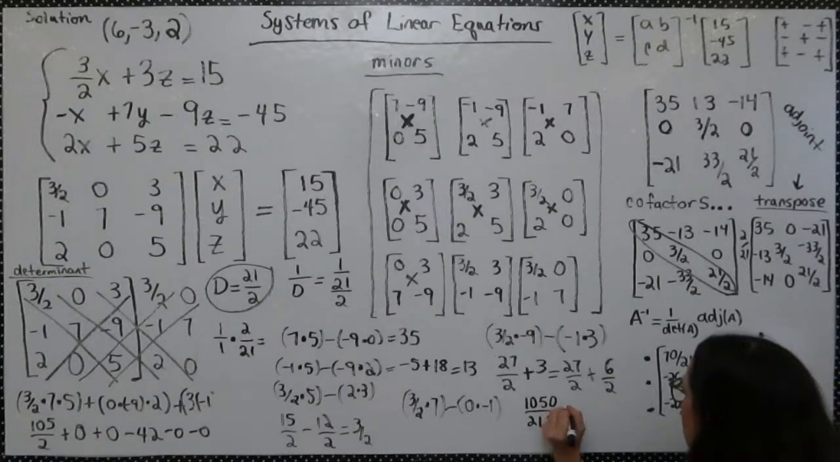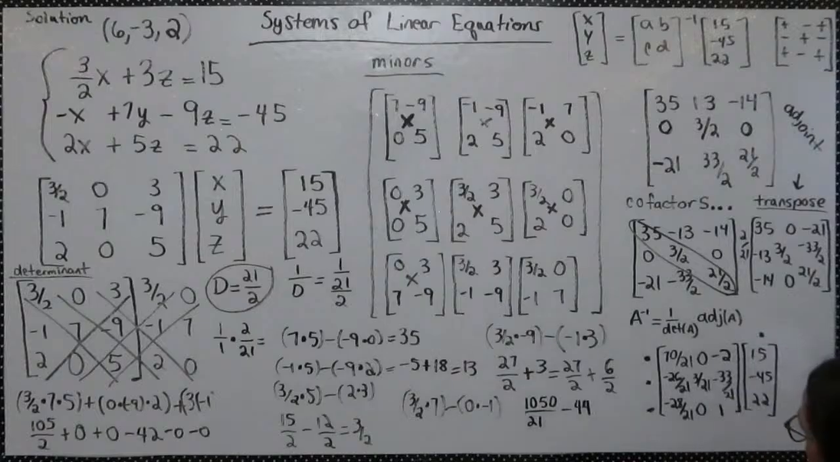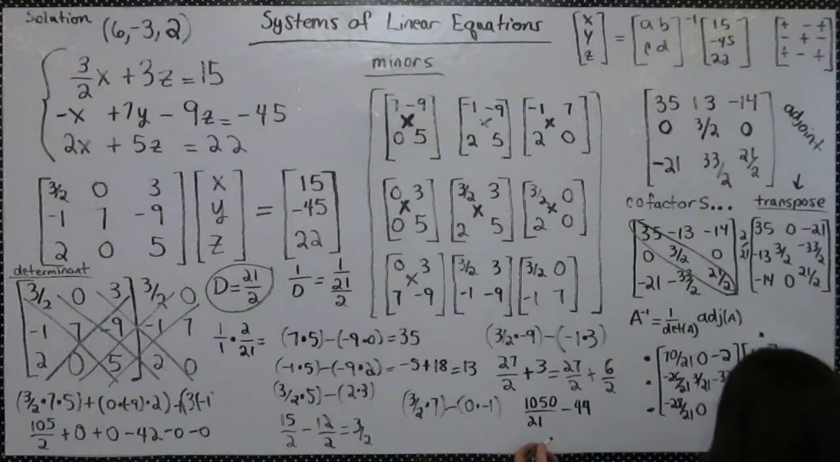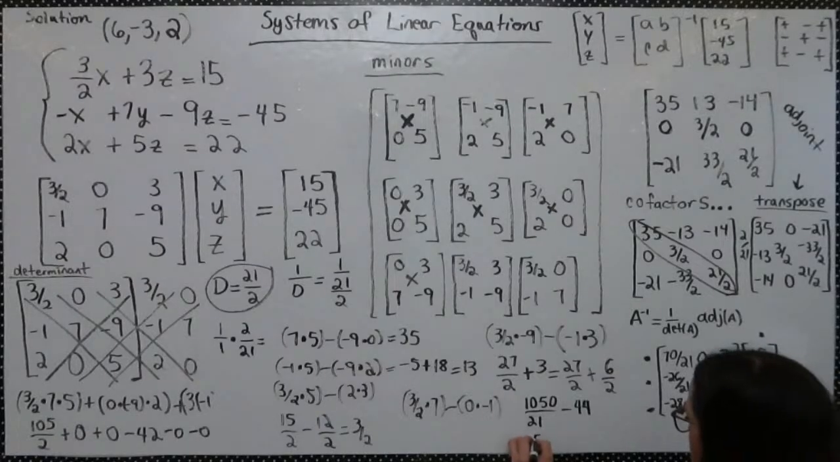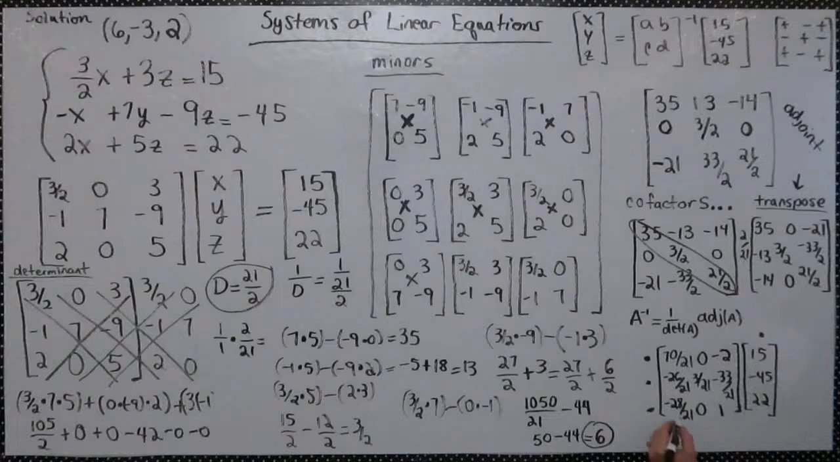So that is minus 44. So we've got to get a common denominator. Actually, this divides. 1,050 divided by 21 is 50. It goes in exactly 50 times. 50 minus 44, that equals 6. So our first value, x is 6. We verified that already. So now let's do this column.